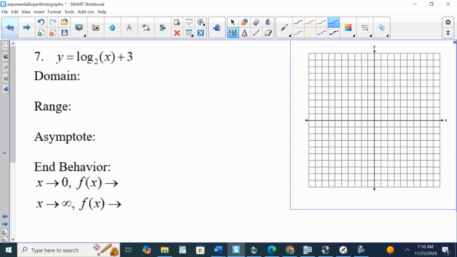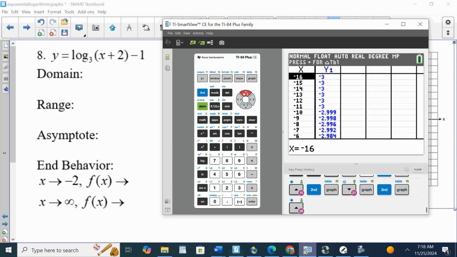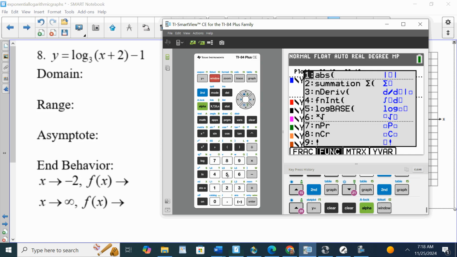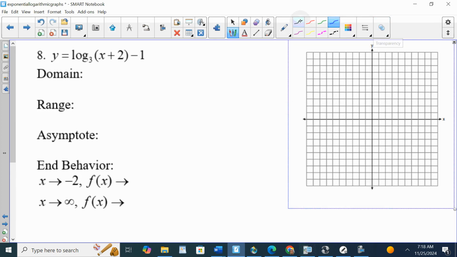Let's take a look at a log one now. Let's take a look at number 8. To graph anything, I type it into y equals. Type in log base 3, x plus 2, minus 1. Before I go to the table, the parent function of a log graph has a vertical asymptote, passes through (1, 0), and looks like that.